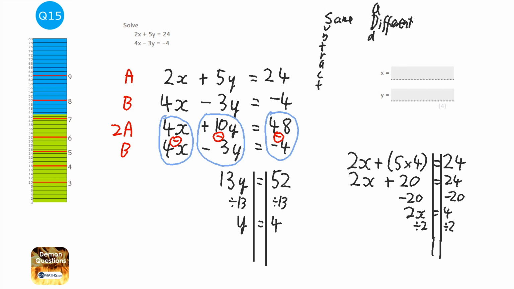Extend my lines a little bit. And x equals 2. Now if you've got time in the exam, you can check that that's right by using the second equation. So 4 times 2 is 8. 3 times 4 is 12, and 8 take away 12 is minus 4, so we know it's correct. So x is 2 and y is 4.